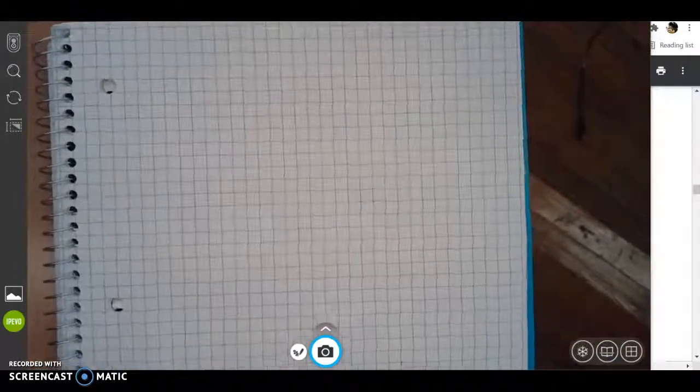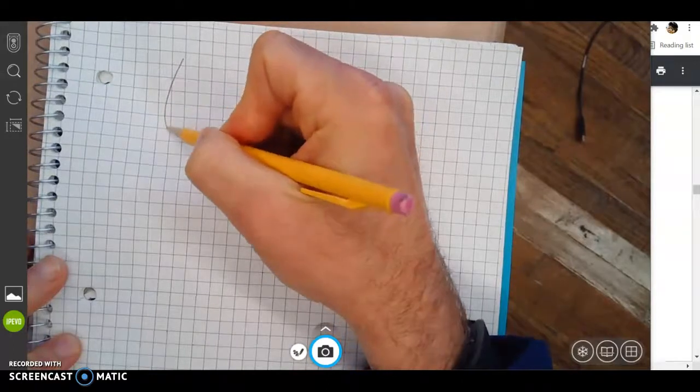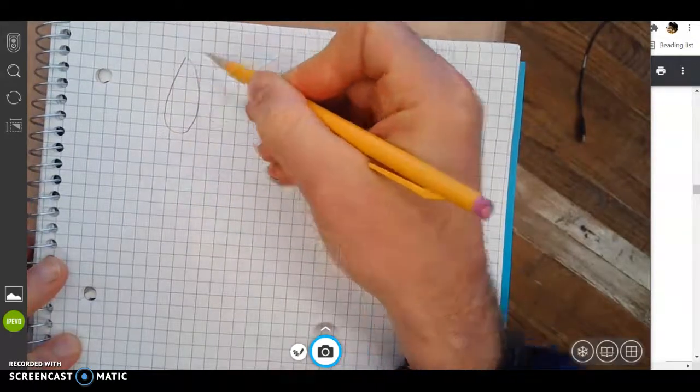All right, another one. What if it looks like this? So what if they put it sideways? Oh, no big deal. So draw an oval like this.